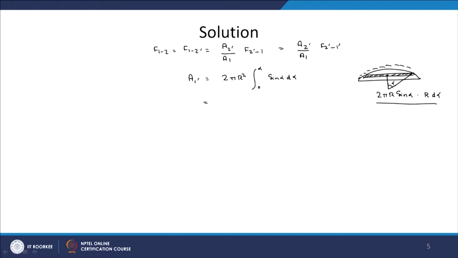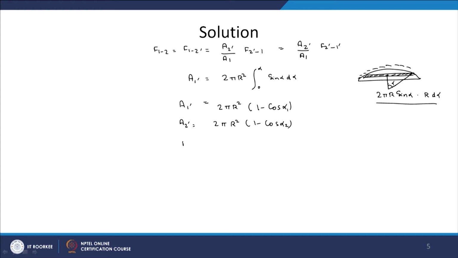So, this becomes equal to 2 pi r square into 1 minus cos alpha, and for area 1 prime we will just use cos alpha 1. Similarly, A2 prime is equal to 2 pi r square into 1 minus cos alpha 2. So, this is how we can calculate the two surface areas A1 prime and A2 prime.